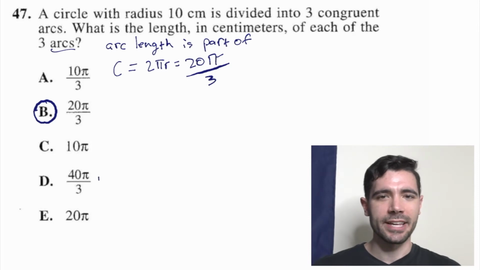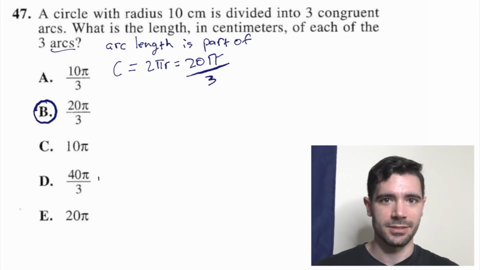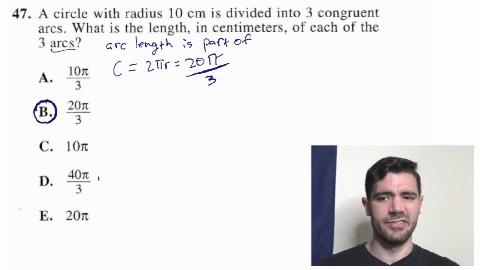As we saw, arc lengths aren't that scary. It's just a portion of the circumference, in the same way that a sector is a portion of the area, or a central angle is a portion of 360. And we can usually set those up as proportions. In this case, all we needed to do was find the circumference and divide it by 3. Didn't even need our calculators.